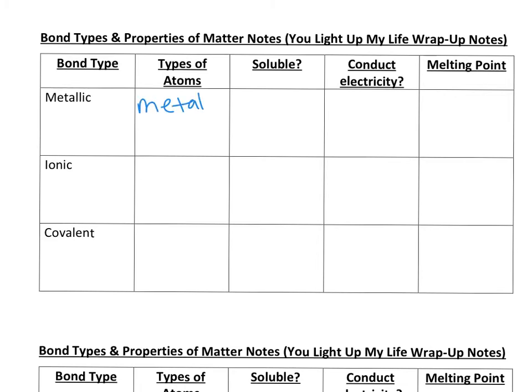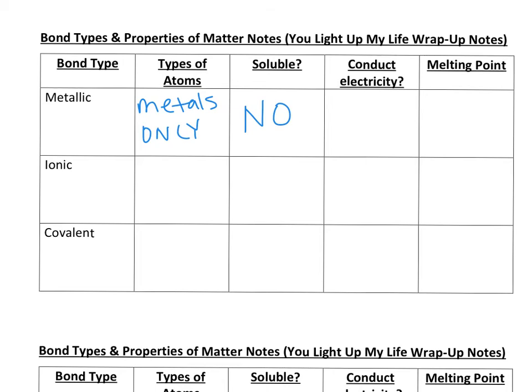Right. So the type of atom is metals only. Metallic bonds. Are metallic bonds soluble? Remember, soluble means dissolved in water. That's a big no. Metals do not dissolve in water, and that is a really good thing. If you imagine your car being made out of metal, and if it dissolved in water, the first rainy day, you have no car, right? So it's a great thing that metals do not dissolve in water.